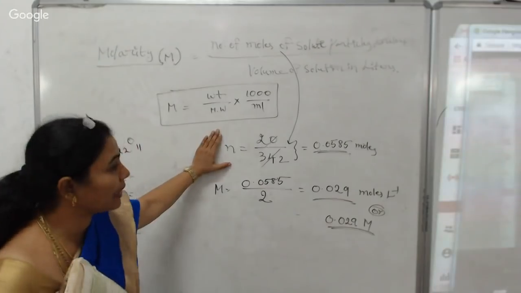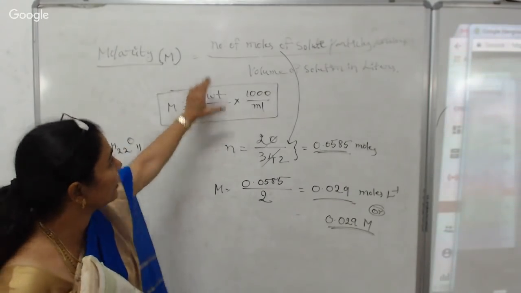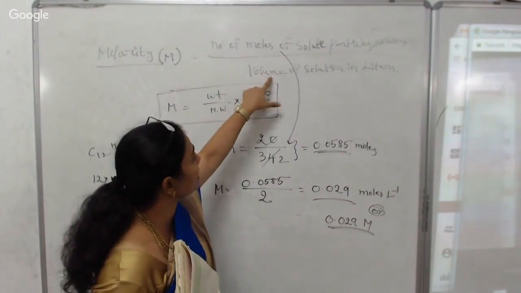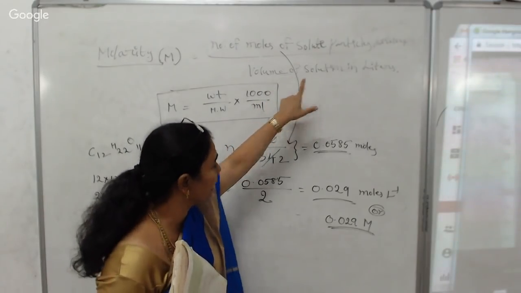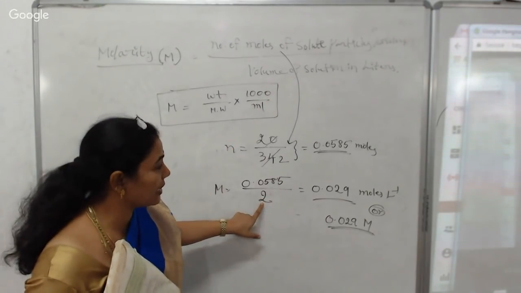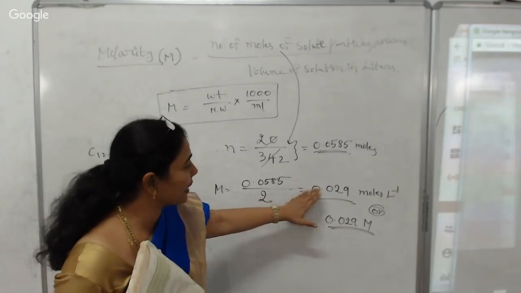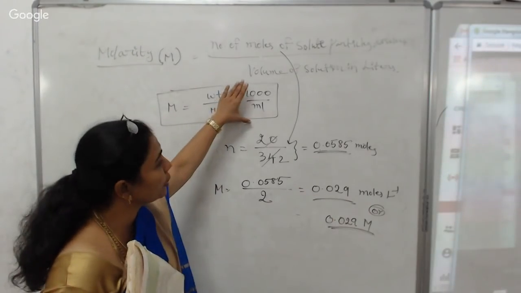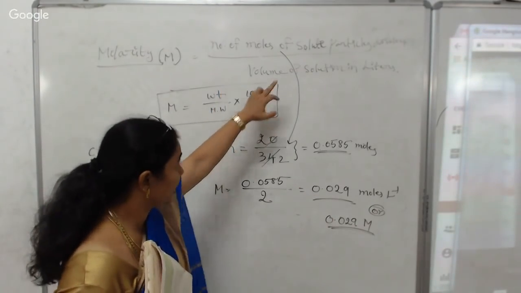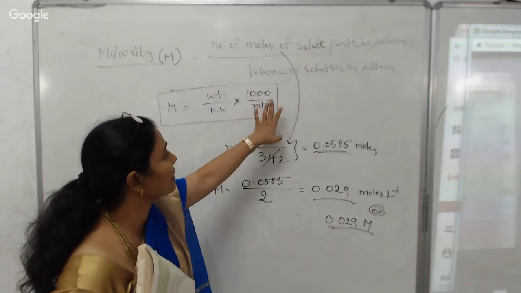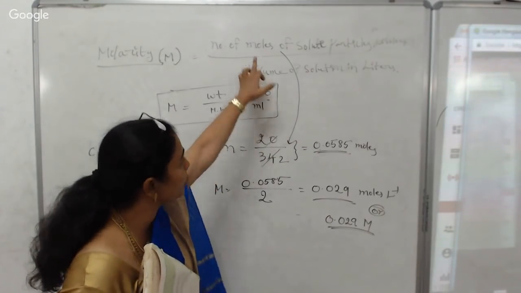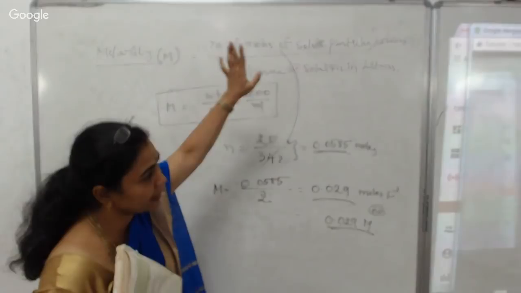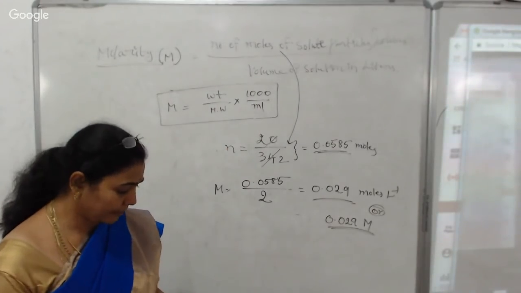This is nothing but number of moles. Then this part will complete it. Next is the volume of solution in liters. Because liters is already given, you just substitute and get the final answer. Here there is no need to use the 1000 by ml, because in this question liters is given directly, not milliliters. So use this one. Is it clear, children? Right. Next one.